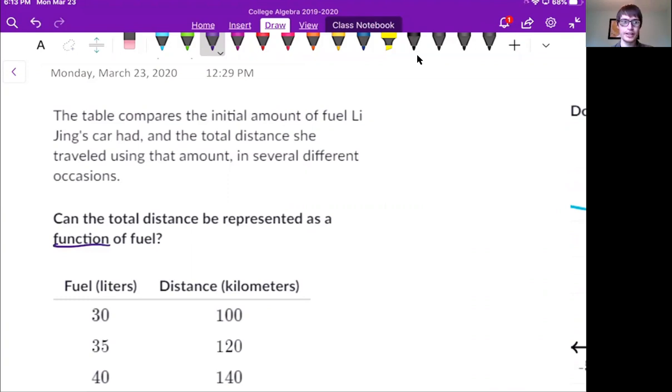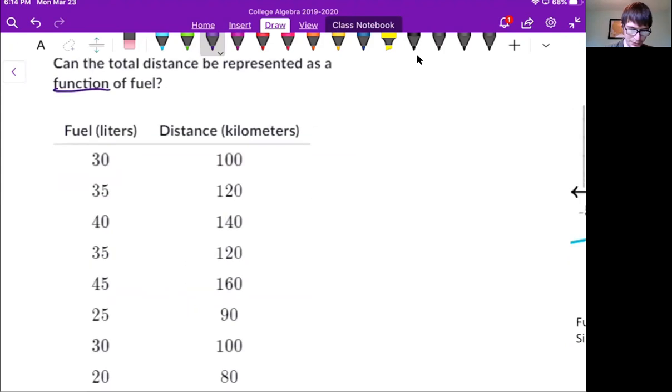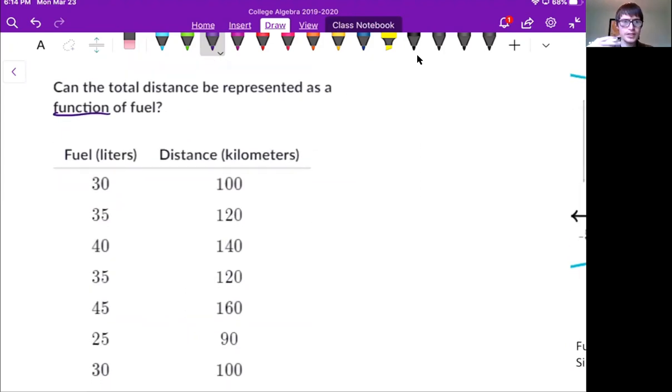So the key word it's asking is, can it be a function? And the way we test this and see if something is a function is if every input has exactly one output. This is the way it works in the realm of equations. Every input has one output. And you can see they have a table here that represents what's going on. The things on the left, almost always, every single time, are going to be inputs. We're using fuel, and the fuel is helping us figure out how far she was able to go.